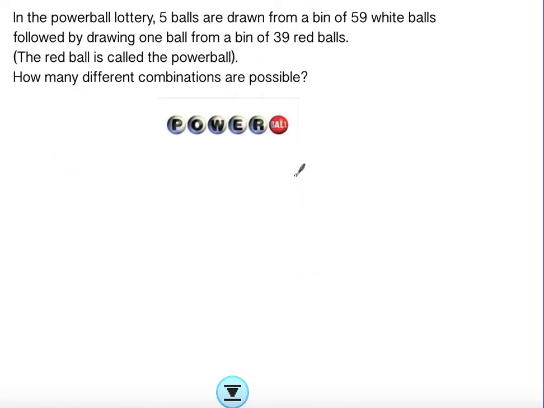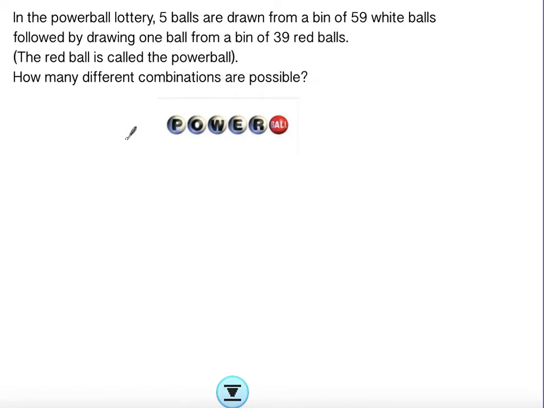Okay, so here's another example. We've got a Powerball lottery. In the Powerball, you have 5 white balls and you have 1 red ball. These 5 balls are drawn from a pool of 59 white balls in a container. And then they have a different pool of red balls. They've got 39 red balls, and only one of those gets chosen. And the question is asking how many different combinations are possible.